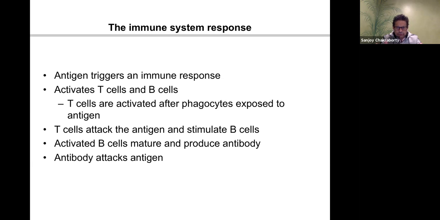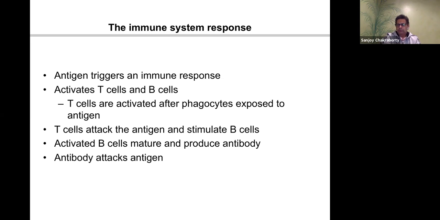In short, if an antigen goes into the body and T cells recognize it, they attack the antigen and kill it most of the time. There are some issues that they cannot destroy. What they do is ask the B cell to destroy that. And the B cell, when mature, we call that a plasma cell. The B cell, when mature, produces antibody.